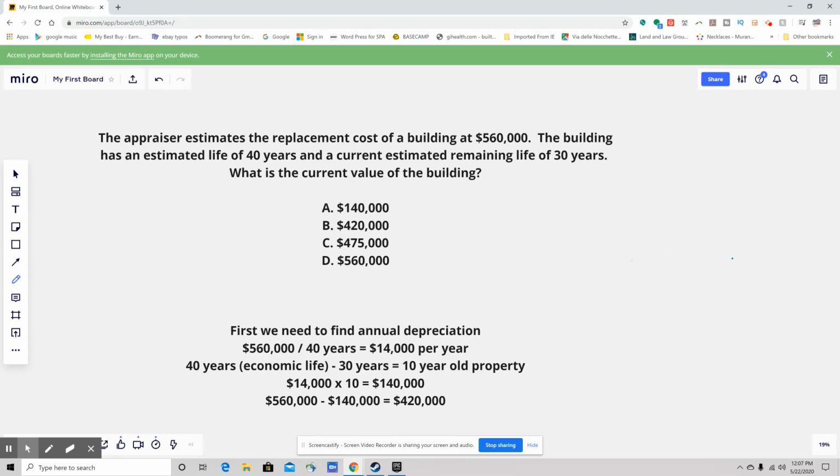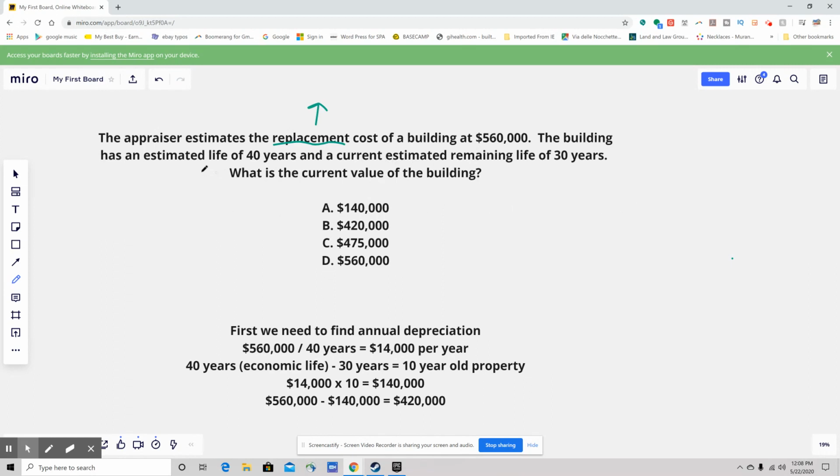So let's read the question. It says an appraiser estimates the replacement cost of a building at 560,000. So the replacement is a 1-for-1. That is the cost of the building as what it originally should have cost. It's not a reproduction cost. This is a replacement cost, so it's going to be as close to a duplicate as possible. Keyword there.